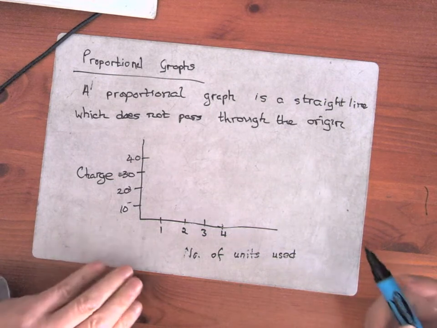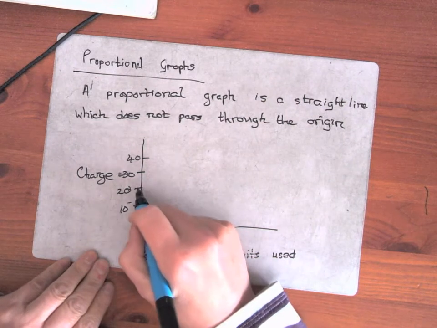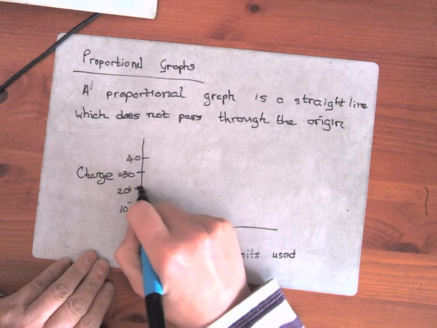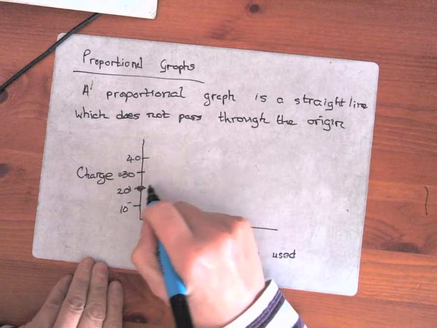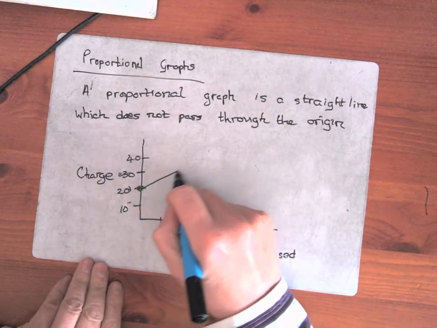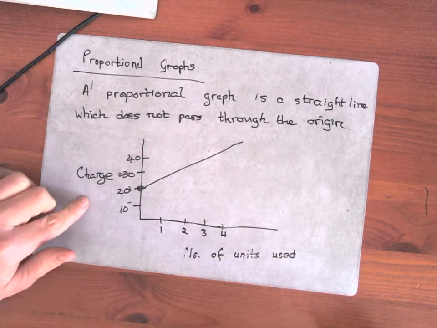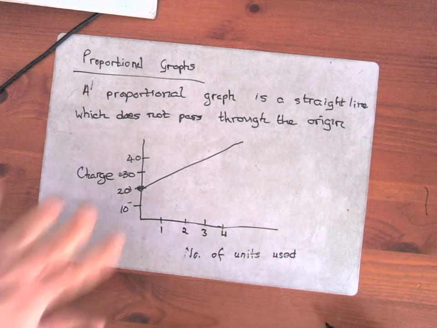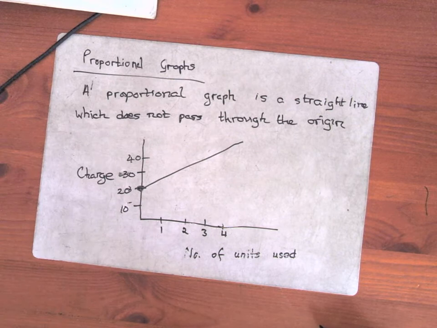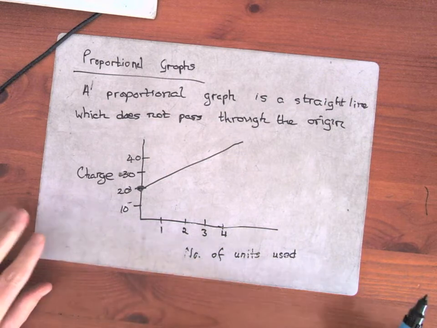For example, if we had an electricity bill, and you're charged a 20 euro standing charge, as in no matter whether you use any electricity or not, you must pay 20 euros. And then as the number of units you use goes up, so does your bill. So this is a proportional graph where the cost of your bill is proportional to the number of units used. It is not directly proportional because it does not go through the origin. So that's it for directly proportional graphs.